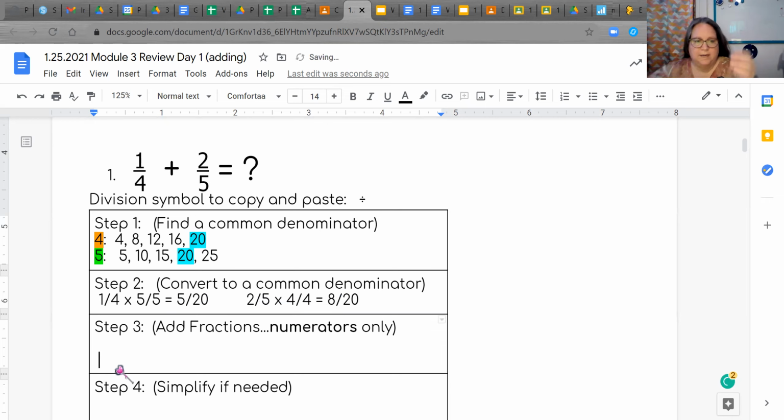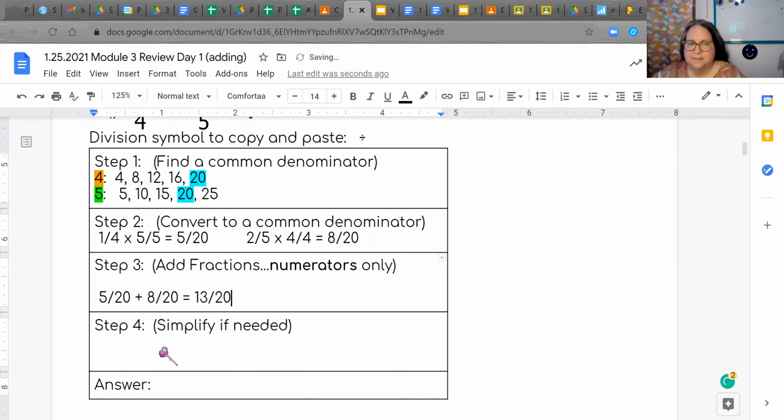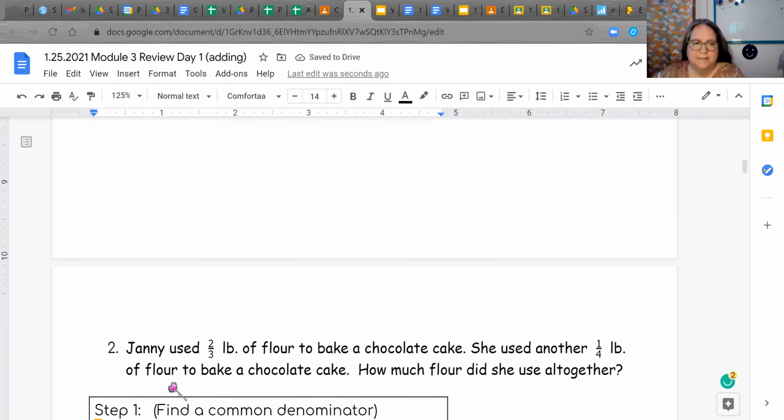So now I go right here and I go 5/20 add 8/20, which equals 13/20. Now that I know that, do I need to simplify? No, because 13 is a prime number. So my answer is 13/20. Let's go to our next example.